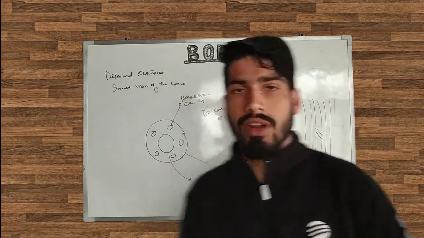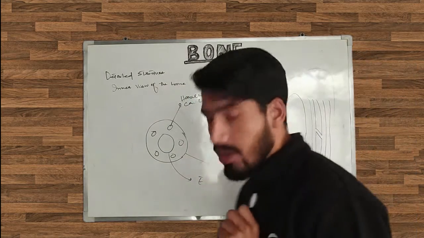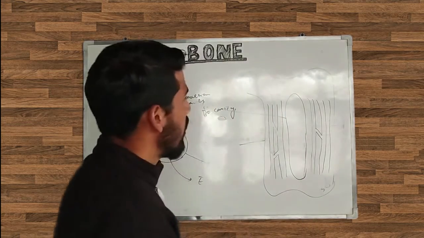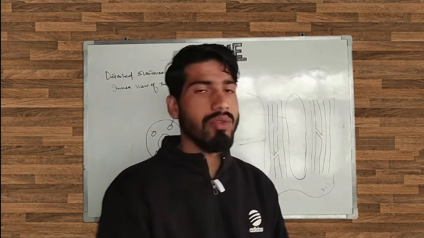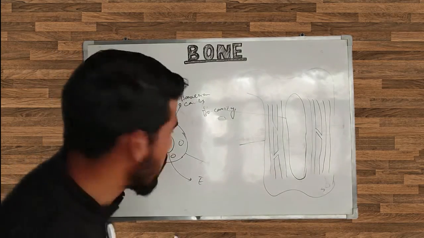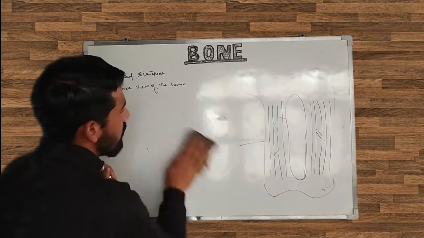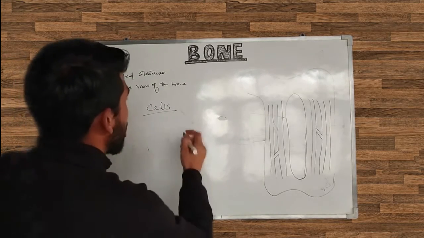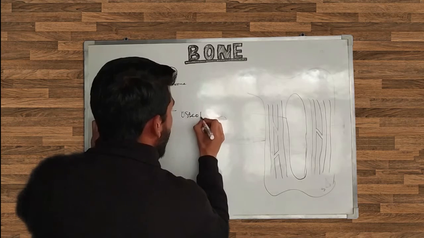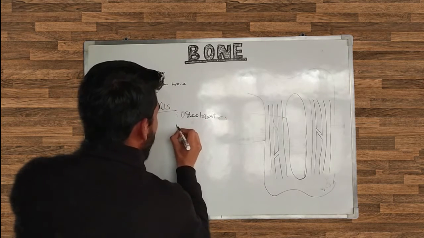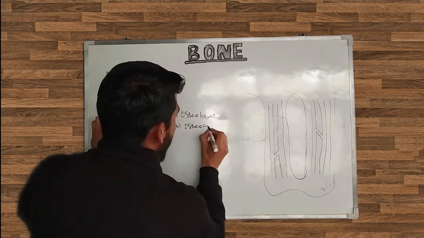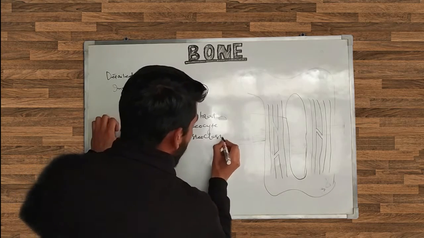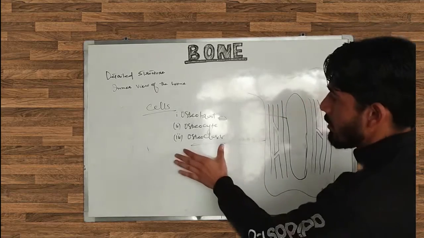And what is the job of the Haversian canals? Inside them there are blood vessels and nerves which nourish the bones. Now there are some special cells you need to know about. The first one is osteoblast, the second one is osteocyte, and the third one is osteoclast. These are the special cells which are present inside the bone.